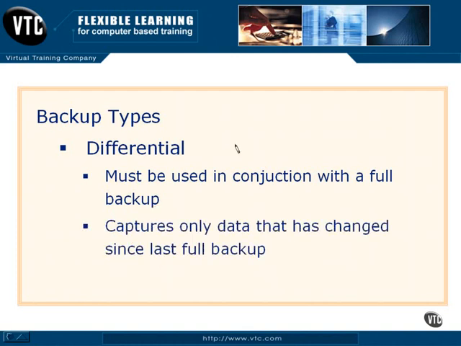Now, keep in mind, I've already pointed out that a differential only captures data that's changed since that last full backup. It does that by setting an archive bit on every piece of data. When it reads, it looks for an archive bit that has been set, because the full backup clears those bits, and then when data is changed, that bit is turned on. So the differential simply goes through, looks for bits that have been turned on, and backs that data up, and it does not reset it. Only the full backup resets that archive bit.